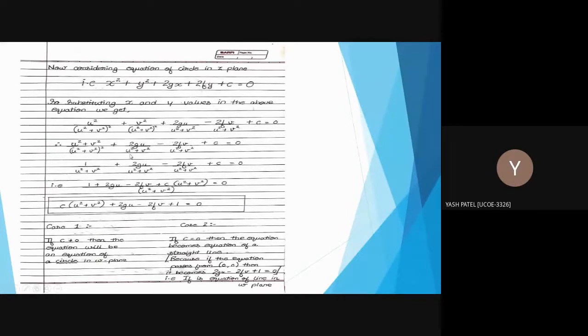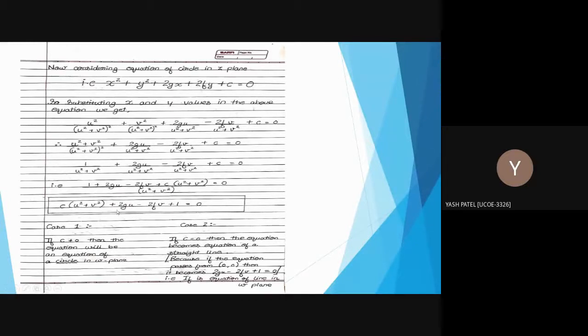Therefore, u square plus v square upon u square plus v square the whole square plus 2gu upon u square plus v square minus 2fv upon u square plus v square plus c equal to 0. So we get 1 upon u square plus v square plus 2gu upon u square plus v square minus 2fv upon u square plus v square plus c equal to 0. Now taking LCM, we get 1 plus 2gu minus 2fv plus c into u square plus v square, the whole upon u square plus v square, equal to 0.